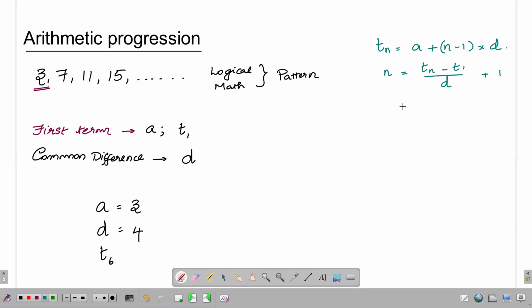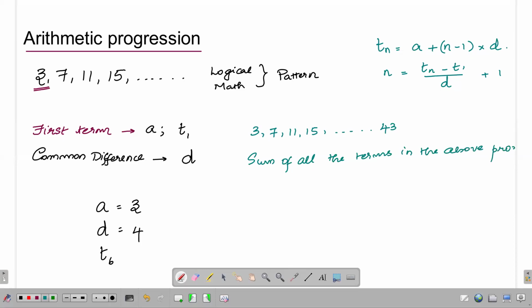Now in the same way, suppose I am considering the series like this: 3, 7, 11, 15, etc. I consider say 43. So these are the numbers involved in this progression. Suppose I want to find out the sum of all the terms involved. I want to find the sum of all the terms in the above progression.